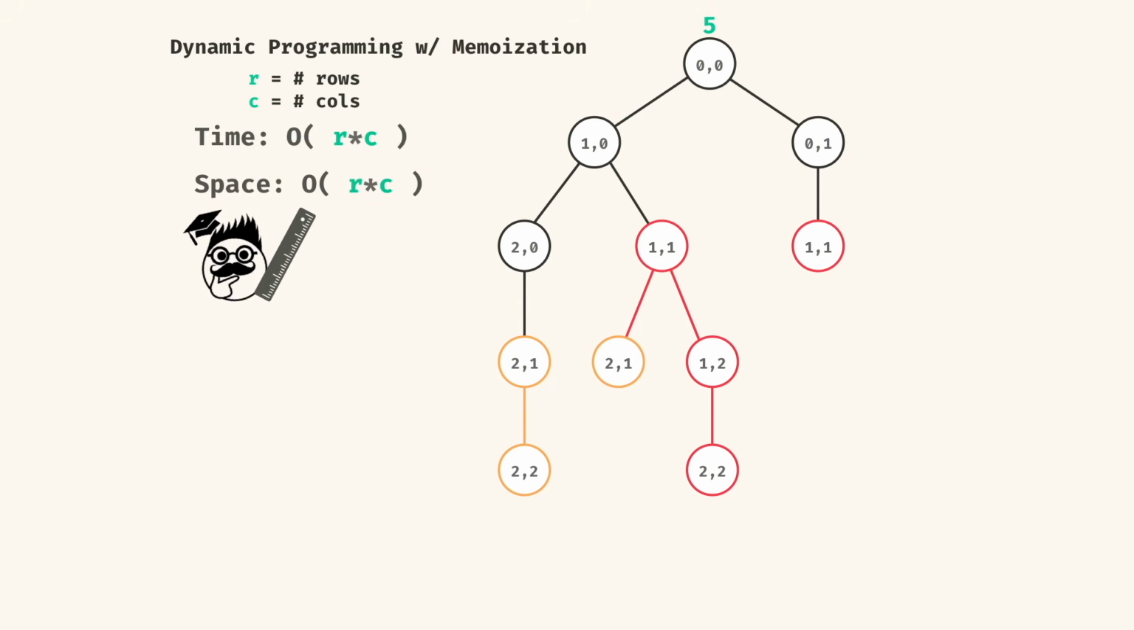Likewise, now is the case that my space complexity is R times C, taken mostly from the size of that memo, right? Every position is going to be a key, and so I have R times C different keys in my memo object.